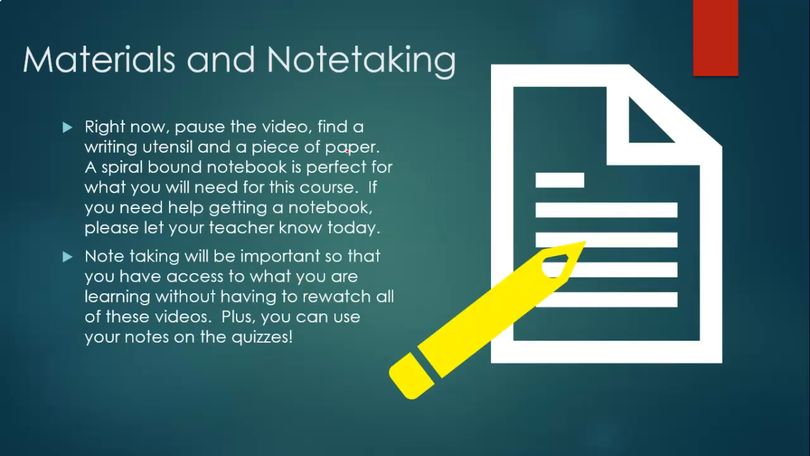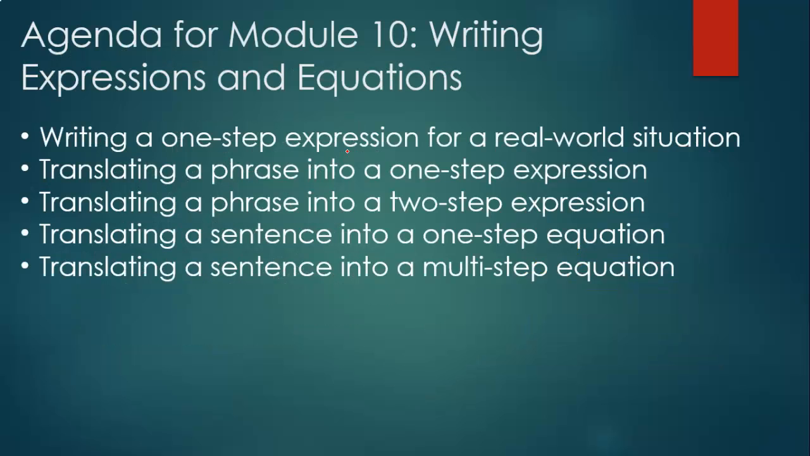Right now, pause the video, find a writing utensil and a piece of paper. A spiral-bound notebook is perfect for what you'll need for this course. If you need help getting a notebook, let your teacher know today. Don't forget that it's important to take notes so that you have access to what you're learning without having to re-watch all the videos. That's going to save you lots of time, and you can use your notes on the quizzes. So for Module 10, we're going to work on writing expressions and equations.